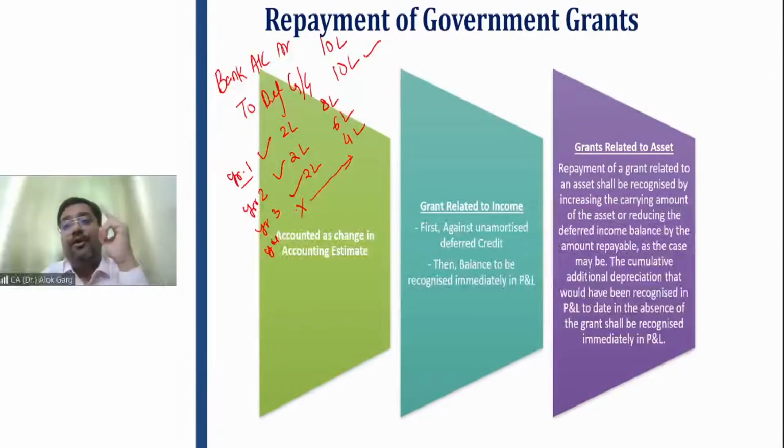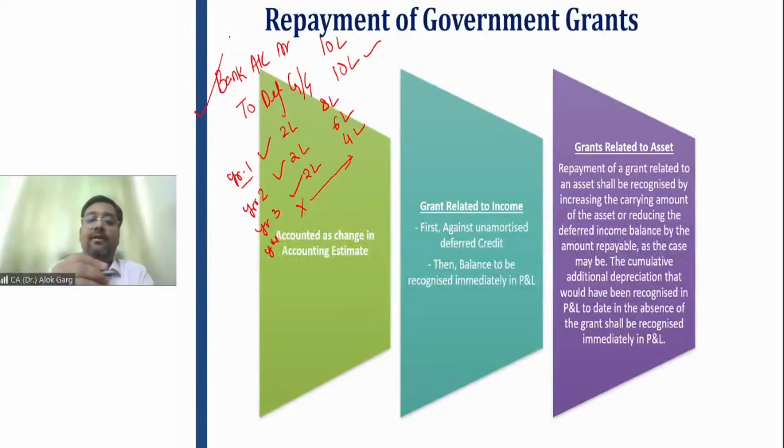Now, there were two types of grant: grant related to income and grant related to asset. Sir, in this case, it is a grant related to income. Sir, what is the treatment of repayment of grant? The standard says that if the entity has recognized the grant on a deferred, amortization basis, first of all, whatever balance is there in the deferred government grant, you have to adjust from that account. The remaining balance you need to recognize immediately in the P&L.